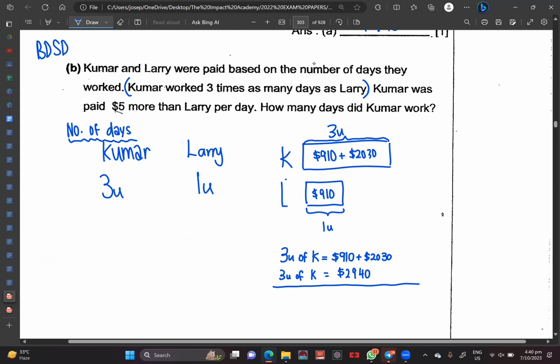Okay? Now, but then not good enough. You know why not good enough? Because I want Kuma to be 1 unit. So I'm going to get to Kuma 1 unit. So 1 unit of Kuma is actually equals to 2940 divided by 3. We get to 980.